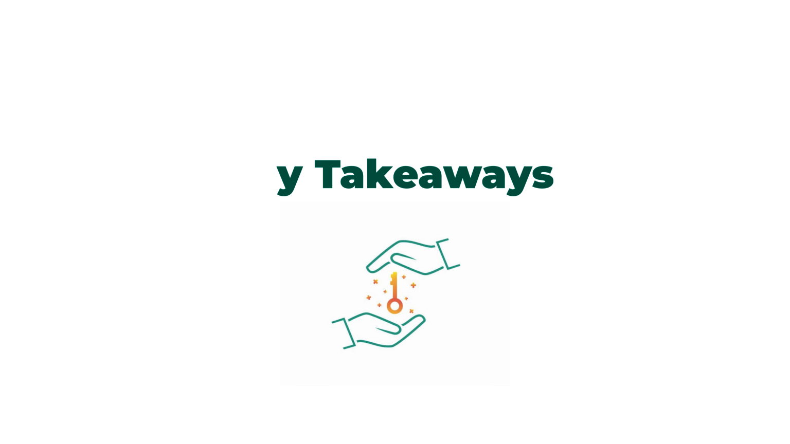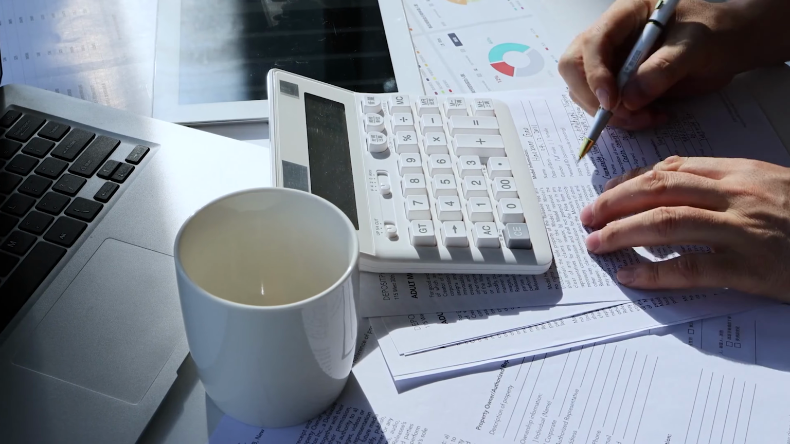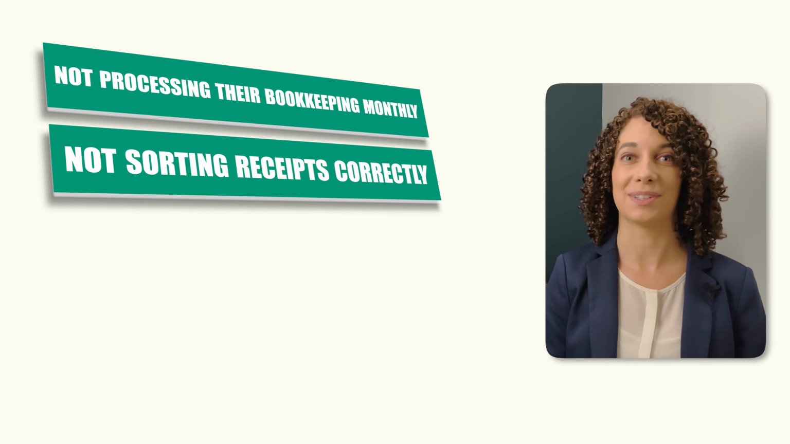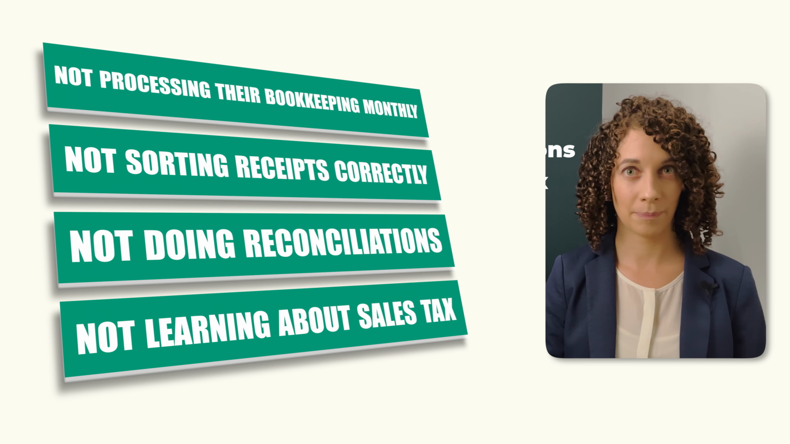Key takeaways. Bookkeeping is a journey and involves learning new skills and understanding tax rules. Using helpful tax resources can help avoid disastrous tax mistakes. The most common bookkeeping mistakes I see my small business accounting clients make are not processing their bookkeeping monthly, not sorting receipts correctly, not doing reconciliations, and not learning about sales tax. Being mindful of these common mistakes will help improve your bookkeeping, reduce your CRA audit risk, and make your tax returns easier to prepare. I hope this video has helped you avoid the most common bookkeeping mistakes.